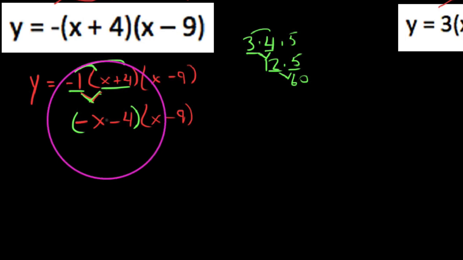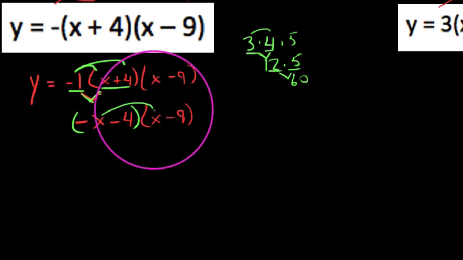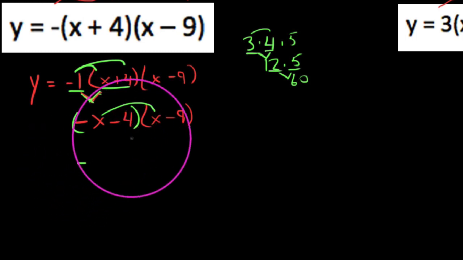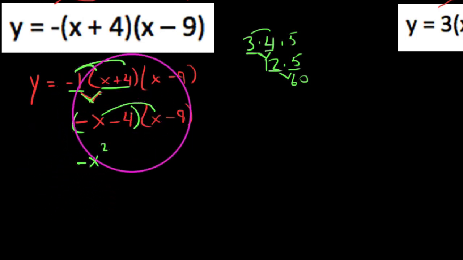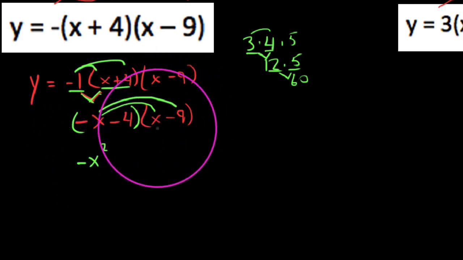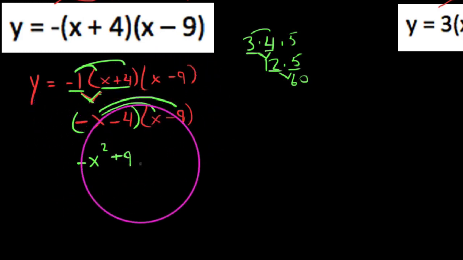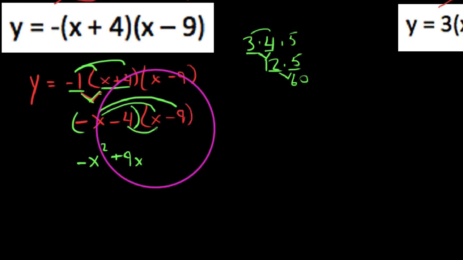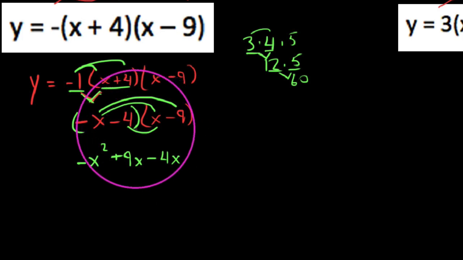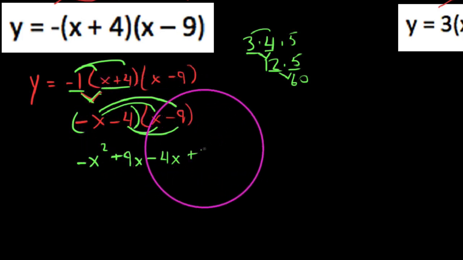So now we're going to use our FOIL method. Well, that being said, we'd say -x times a positive x. Well, -1 times positive 1 is -1, and x times x is x squared. Now we'll do our outside. So we say -x times a -9. Well, -1 times -9 is a positive 9, and we have an x. Inside too, we say -4 times a positive x is negative 4x. And then -4 times a -9 is positive 36.